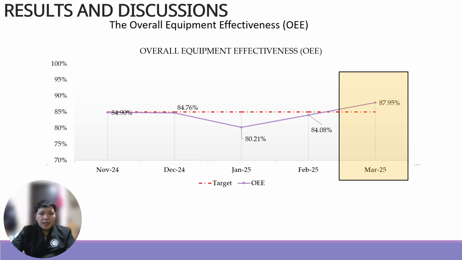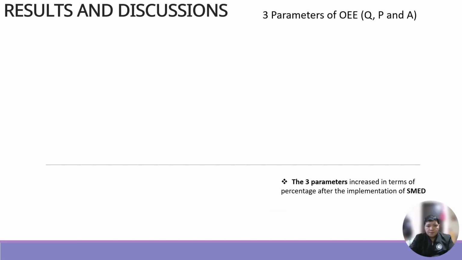So for the application of the TPM, we have the monitoring of the OEE or the overall equipment effectiveness. As you can see here for the trend from November 2024 until March 2025, we have significant improvement, especially on the OEE. It ends up at 87.95 for the month of March, so an increase after the application of SMED, right?